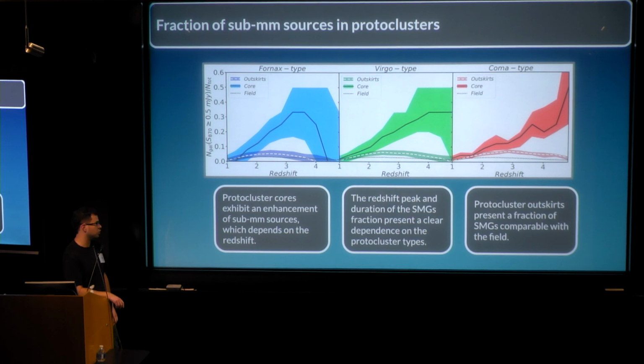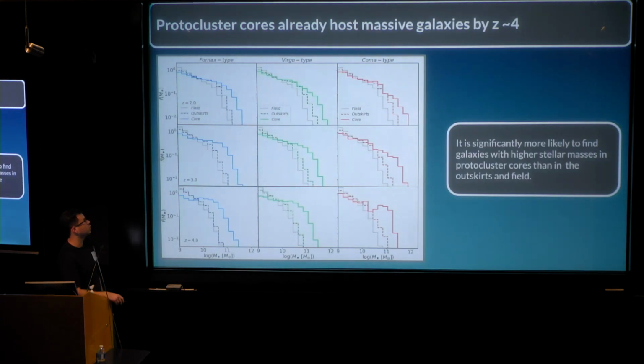Also, protocluster outskirts galaxies present galaxies in the fraction of SMGs in the outskirts and the field are very comparable between them, very similar. So why do we obtain those? What are the galaxy properties that generate this trend? So we analyze the distribution of stellar masses in each protocluster type, environment, and different redshift.